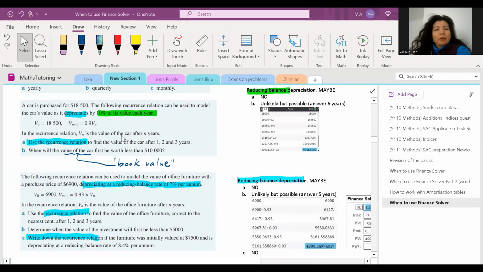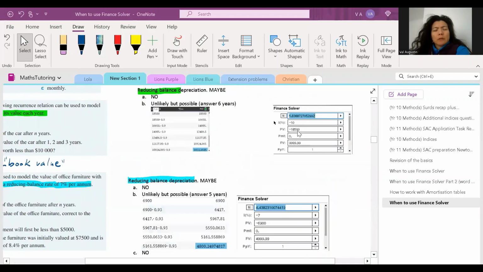For reducing balance, same thing. Part A, you must use the recurrence relation. And for part B, you could use Finance Solver, or you could hit the recurrence relation 6 times. Sometimes the value of the car is called book value, or whatever the object is. So be aware that that's something that you need to put in your keyword list. So that's what the Finance Solver here would be for that situation.